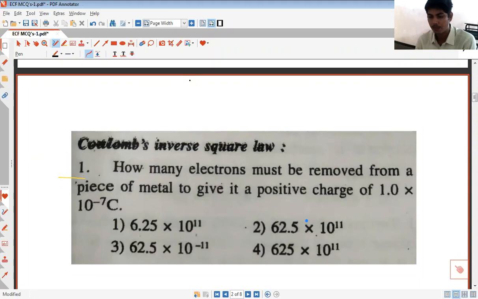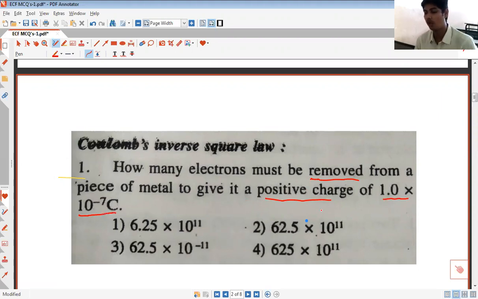Next problem. In level 2, this is the first problem. How many electrons must be removed from a piece of metal to give it a positive charge of 1 into 10 to the power of minus 7 coulomb. See, in the question it is said how many electrons must be removed. Whenever you remove electrons from a body, it acquires positive charge.